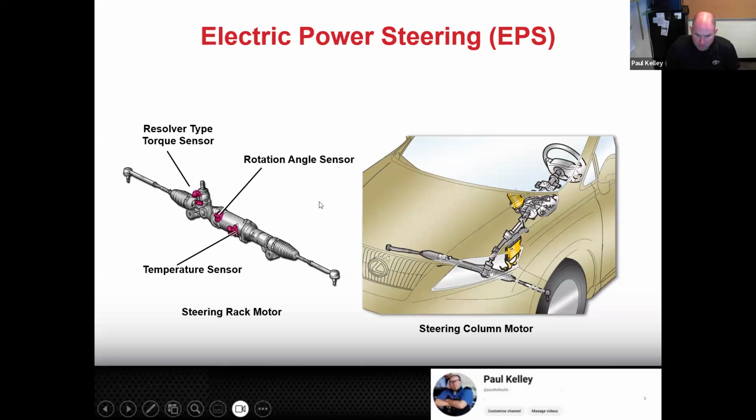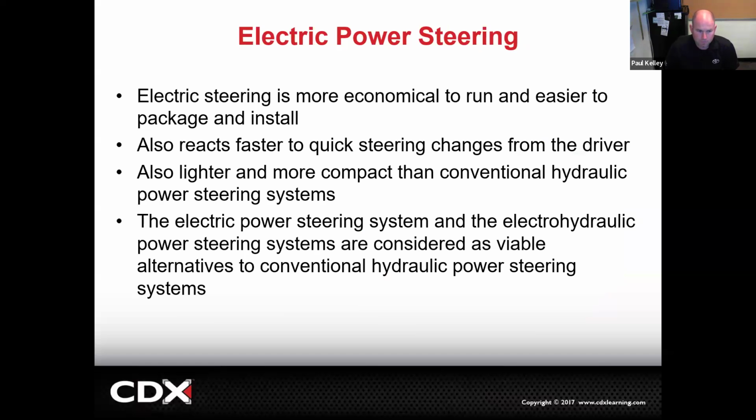And then as you can see, it could be a motor mount, a rack mounted motor, or the motor could be up at the column. This was really common, and now we're mostly moving them out to the rack. And this is the control module. So either way, the control module can be mounted several places, but the motor to give you the assist can be inside or outside, right?